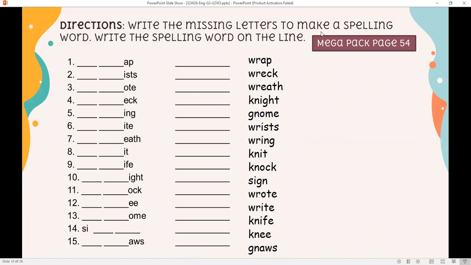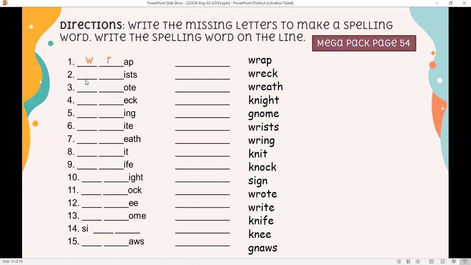Let's do some practice. Write the missing letters to make a spelling word. Write the spelling word on the line. Now this one, you can find it on Megapack page 54. We have _app. So what are the two missing letters? One of them is silent and the other one is the combination. It is W and R, wrap.